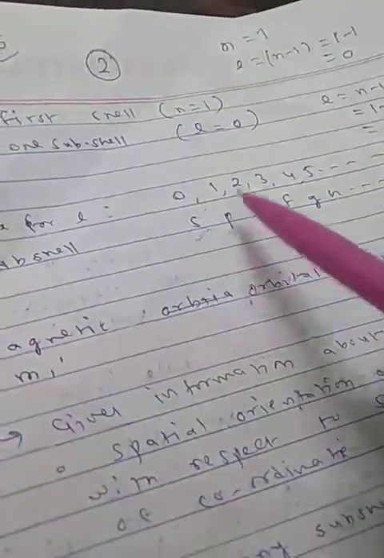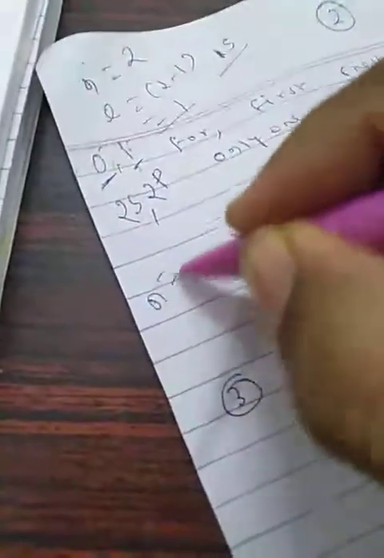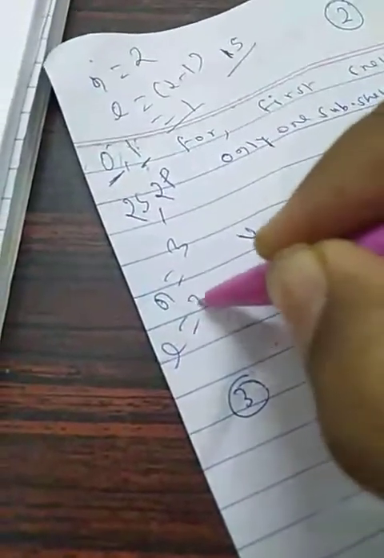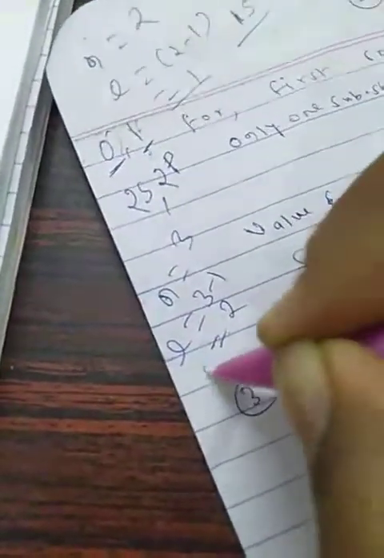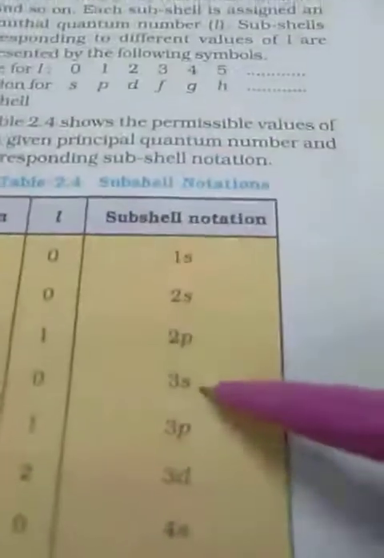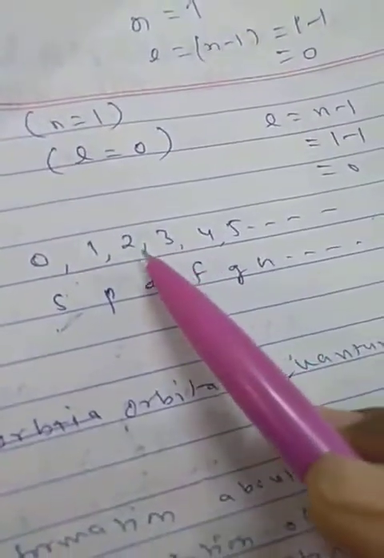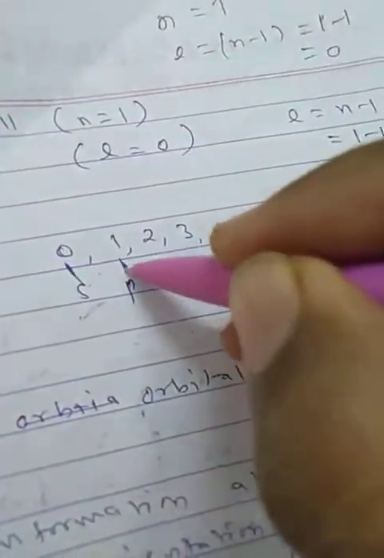1 means p. Now for the third shell, I am writing here n is equal to 3, l is equal to 3 minus 1, which means 2. So the values are 0, 1 and 2. So we will write first 3s, 3p, then 2 means 3d. 2 means 3d. This is s 0, p 1 and d 2.